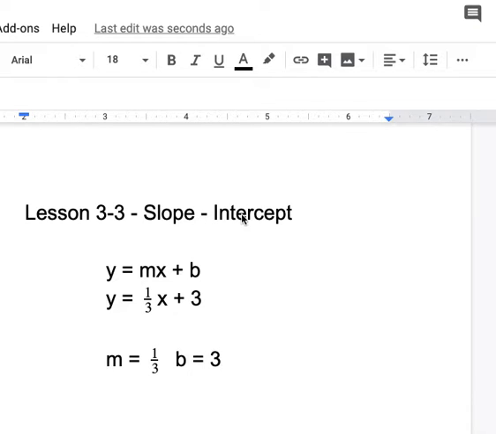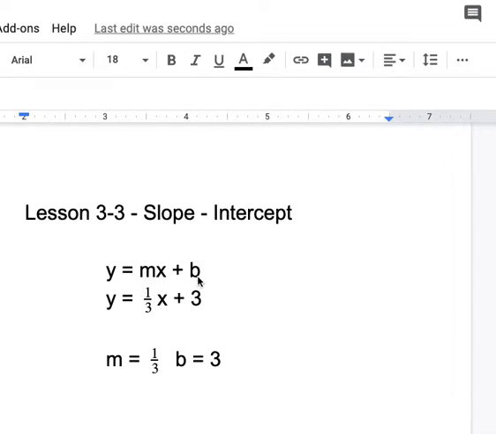Lesson 3-3 in Applied Geometry. We're reviewing the slope-intercept form of graphing. You should have already studied this somewhat extensively in algebra. We'll refer only to the slope-intercept form in this course. Slope-intercept form, of course, is characterized by this equation, y equals mx plus b.